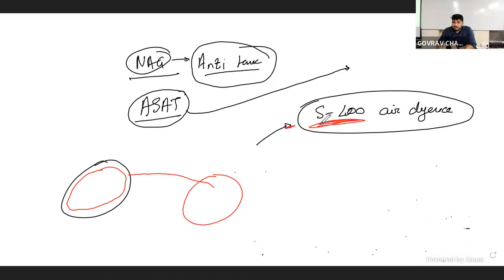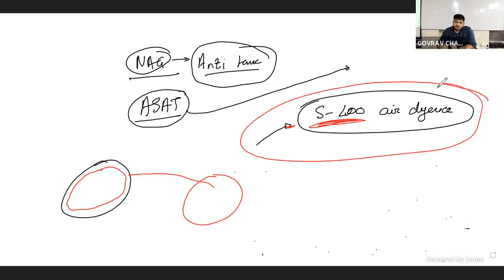But there was a concern with the USA. The USA said that if you purchase this, we will impose too many sanctions. This was the issue. And as this was an issue, UPSC asked the question: why is the S-400 air defense system supposed to be superior to all the other systems? Elaborate. Are you guys getting the context?